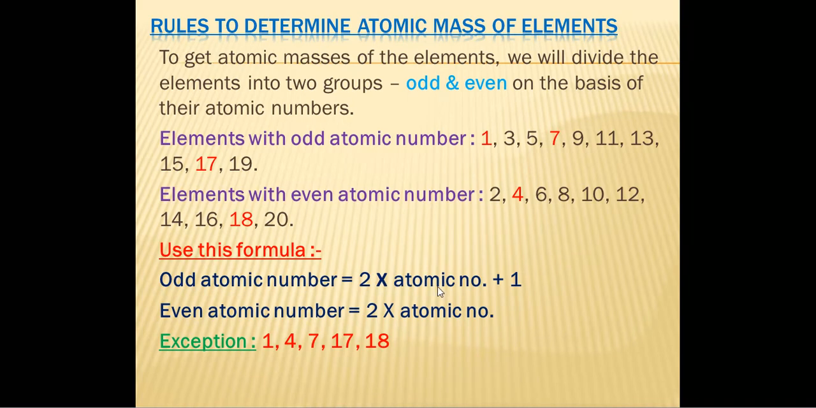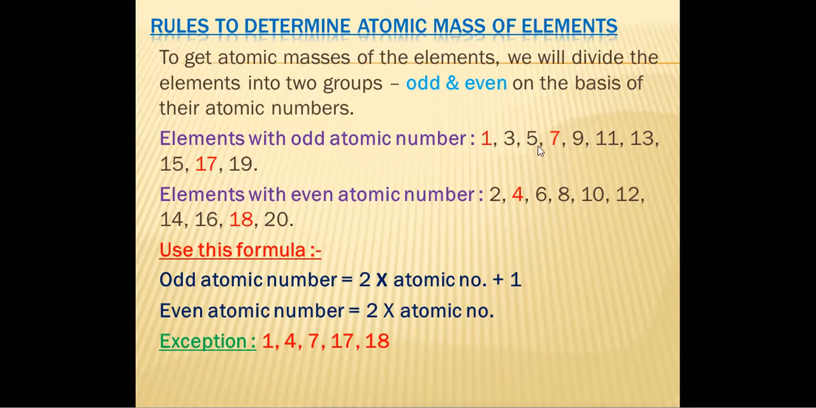For that you have to use this formula: 2 into atomic number plus 1. It means you have to multiply the atomic number with 2 and add 1 to that. For example 3. Okay, 3 is the atomic number of one of the elements. In this 3 you have to multiply 2 with 3. 2 into 3 is 6, plus 1 is 7. So 7 will be the atomic mass of that element.